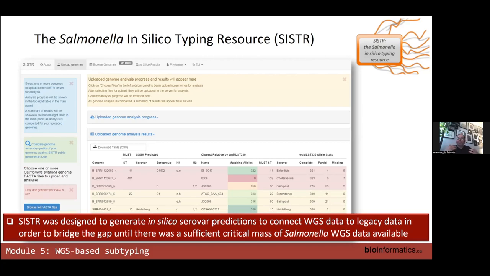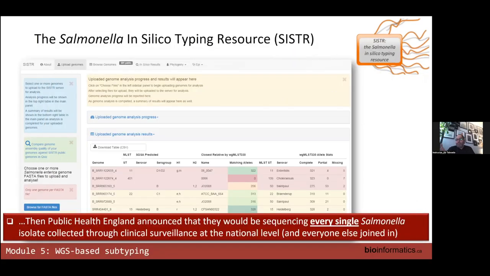And soon enough, we won't really need it because there'll be such a mass of data. At that same meeting I was mentioning in France, Public Health England announced that beginning the next year in 2014, they would start sequencing every single Salmonella that came through their surveillance. It was a fairly significant thing because they were essentially saying, from now on, we're doing genomic-based surveillance of Salmonella in the UK.